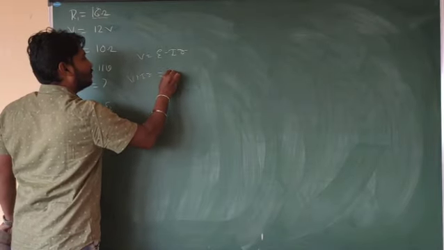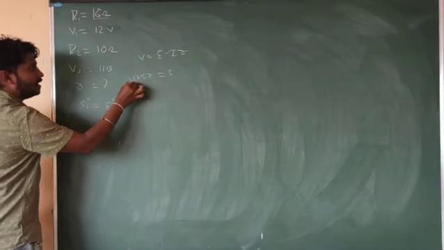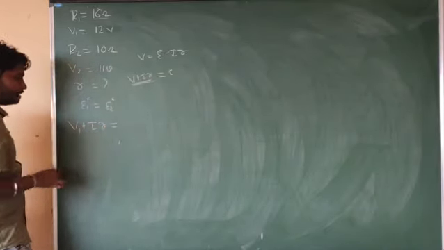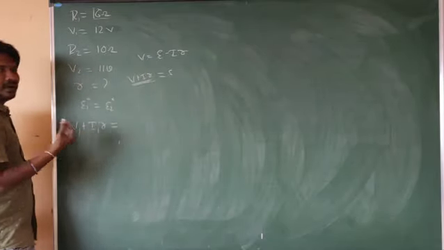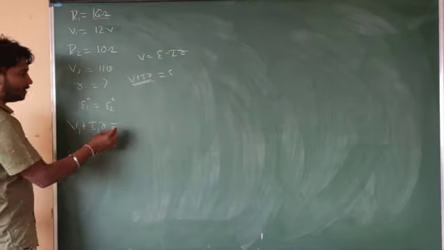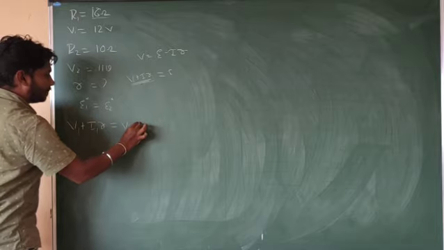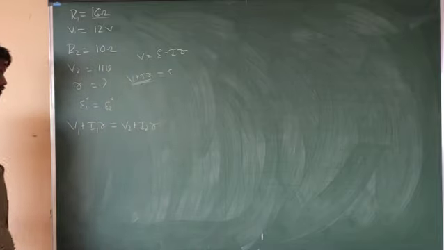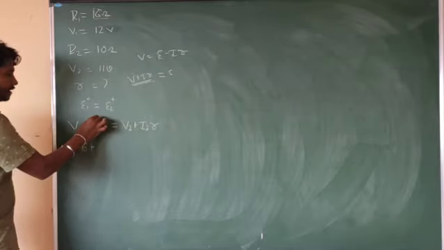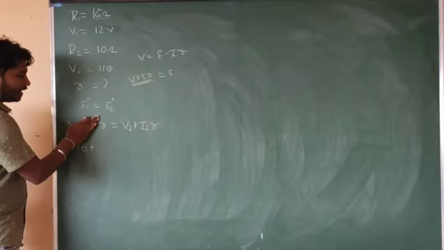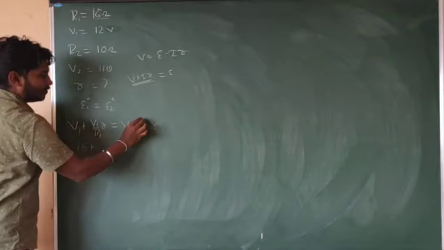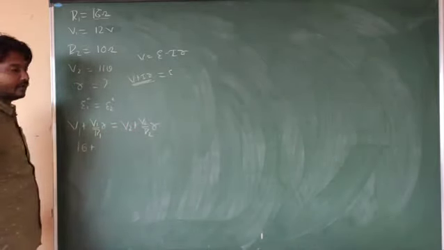Taking I into R to the left side, V plus IR is equal to E. E1 and E2 are the same, so instead of E, I take V plus IR. Here V is the terminal potential difference across the cell, I is the current, and the internal resistance is the same, since it is the same cell. So V1 plus I1 into R equals V2 plus I2 into R. From Ohm's law, I1 is V1 by R1, and I2 is V2 by R2.